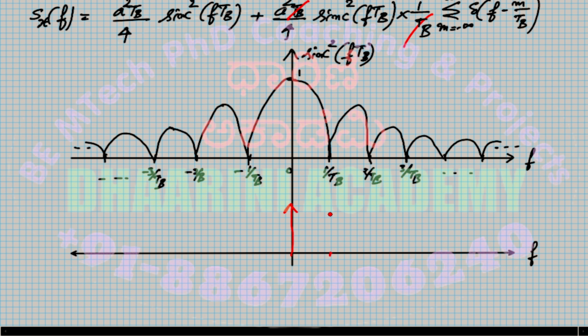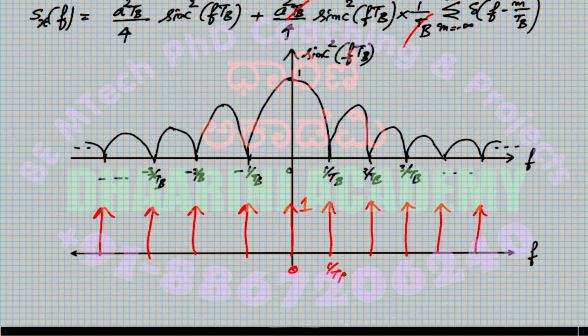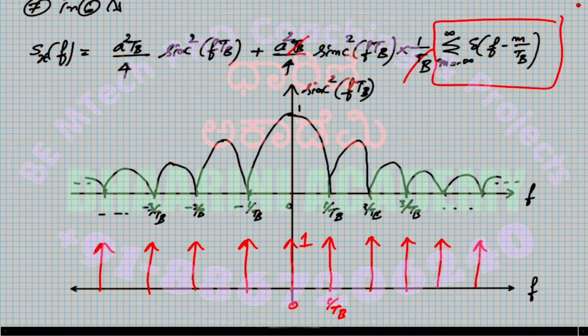At every 1 by TB I also have this, because m is equal to how much? You see m value becoming equal to 1, m equal to 2, delta function shifted, m equal to 3, delta function shifted, m equal to 4, shifted, m equal to 5, right? m equal to minus 1, m equal to minus 2. I know I have to do this all the way from minus infinity to plus infinity. The magnitude is 1, because I'm just plotting this function. What is the magnitude? Whatever is the magnitude of delta is the amplitude. What is the magnitude of the delta function?